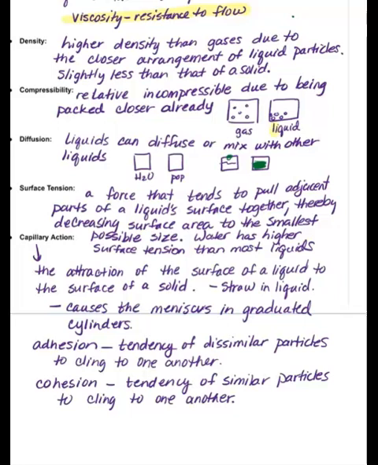So our next word is capillary action, and again, I kind of ran out of room there with surface tension, but capillary action is the attraction of the surface of a liquid to the surface of a solid. An example, and you may have noticed that if you take a straw and put it into a liquid, if it's a clear enough liquid that you can see, the liquid will rise up into the straw higher than the top of where the liquid is. That would be one example.